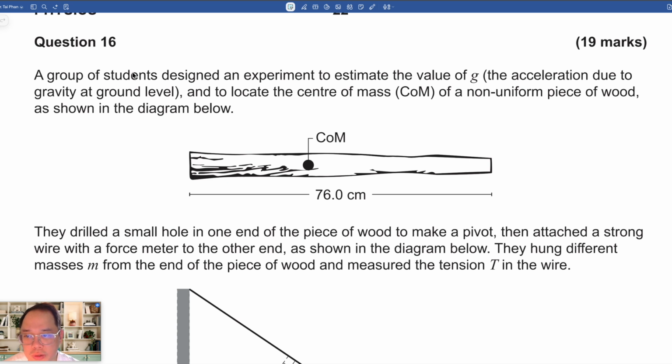A group of students design an experiment to estimate the value of g, the acceleration due to gravity at ground level, and to locate the center of mass (COM) of a non-uniform piece of wood as shown in the diagram below. So we see that this piece of wood has a length of 76 centimeters, and this black circle point is the center of mass.